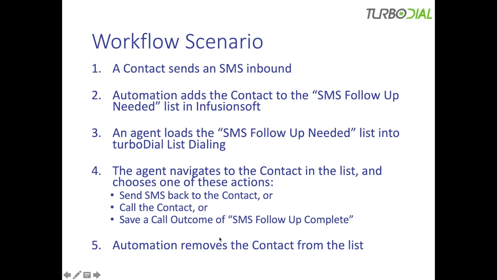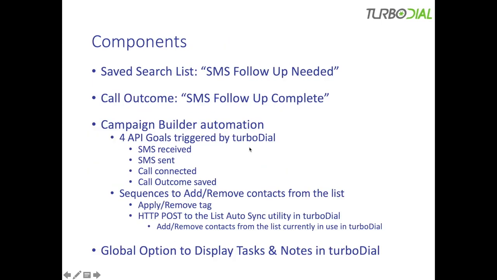Last step, step 5, automation is going to remove the contact from the list so they are no longer on the SMS follow-up needed list. So what are the components we're going to need to do this automation? We're actually going to show you these components in a minute, but let's go through a summary of what they are. First of all, we do need in Infusionsoft a saved search list, and we'll call it SMS follow-up needed.